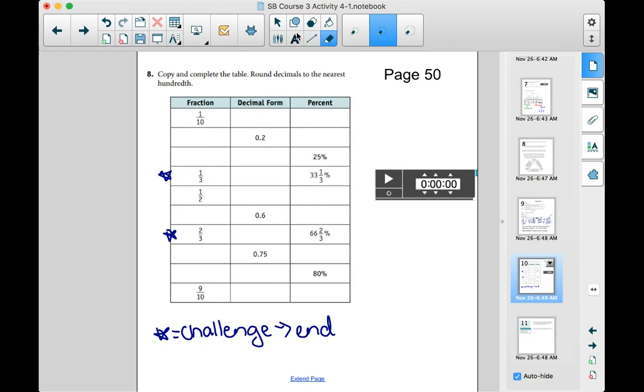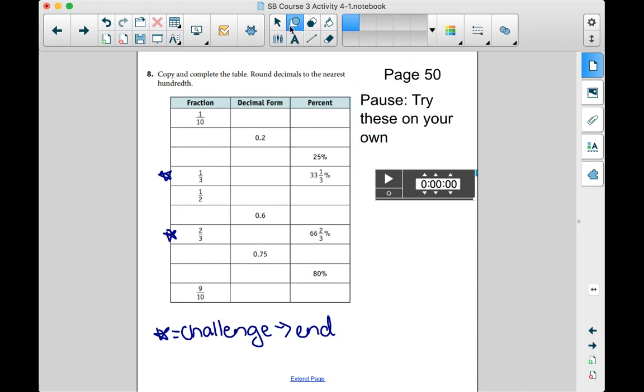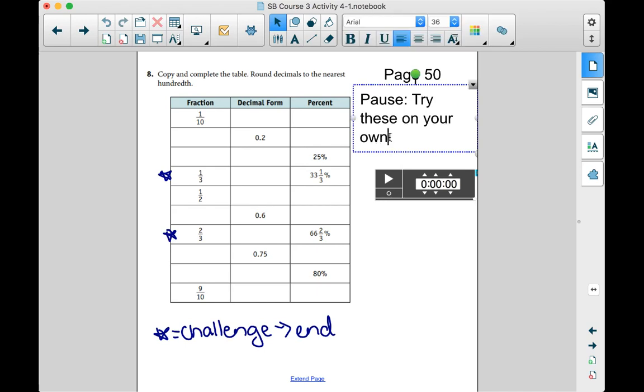So right now, go ahead, pause. I want you to try these on your own, and then I want you to push play only when done. Actually, let's do this. I want you to try these on your own, and I want you to do the first 3. Then I want you to push play and check your answers.